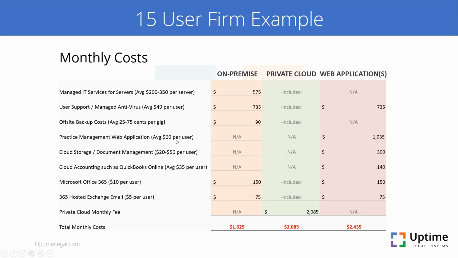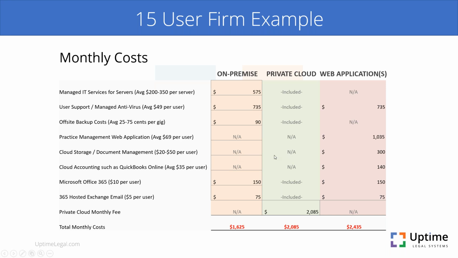Now, case management application, let's just average that out at $69 a user. On premise, of course, you don't have that. Private cloud, you don't have that. 15 times 69 is 1,035, okay? Now we're going to look at storage. Storage on premise and in the cloud is already included, so it's not applicable.